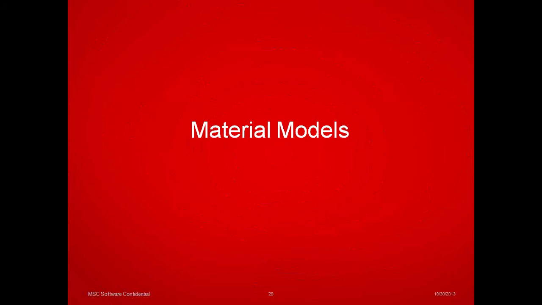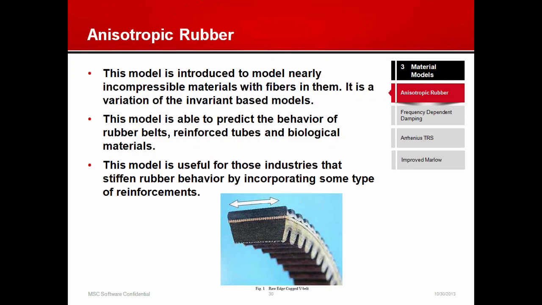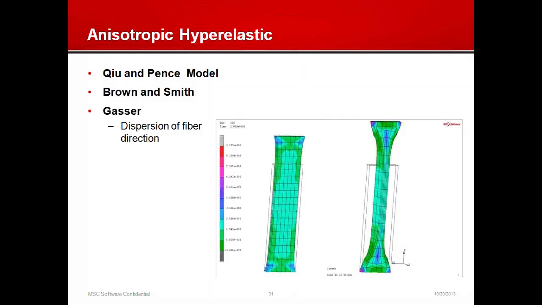Of course, we're always adding and enriching the nonlinear technology that exists in Marc. We've added a couple of new material models. The first one I want to talk about is anisotropic rubber. This is typically used in rubber belts. It's also used in rubber tubes. It's also used for biological materials, where effectively it's the tendons that are in our own muscles, or some sort of wires that are used to strengthen the rubber material.